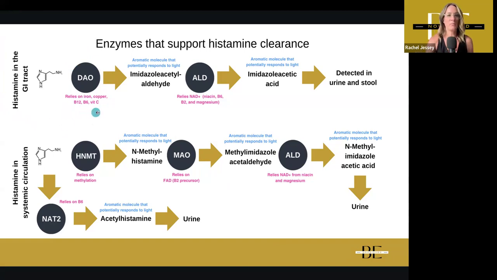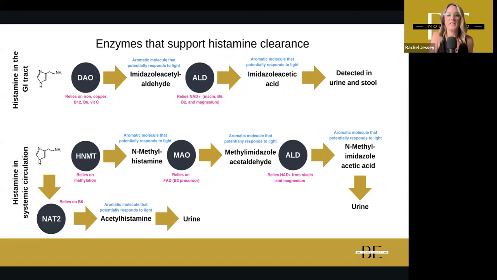And you can see here I've put some nutrients. Diamine oxidase, for it to be able to work efficiently, relies on a number of different nutrients, and they are iron, copper, B12, B6, and vitamin C. Once diamine oxidase has done its job, it will pass the metabolite through to the ALD enzyme pathway. And again, you can see this relies on niacin, B6, B2, and magnesium to work effectively. Then ALD will pass its metabolite into the urine or the stool. And that's how histamine from the gut is removed from the body.